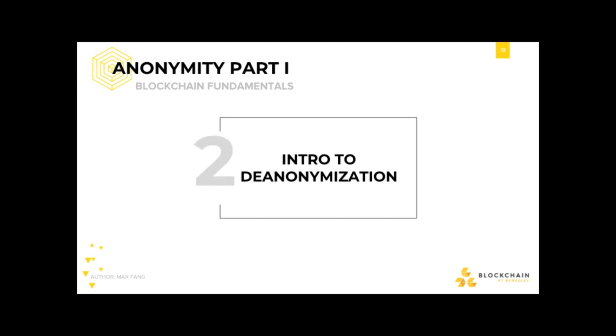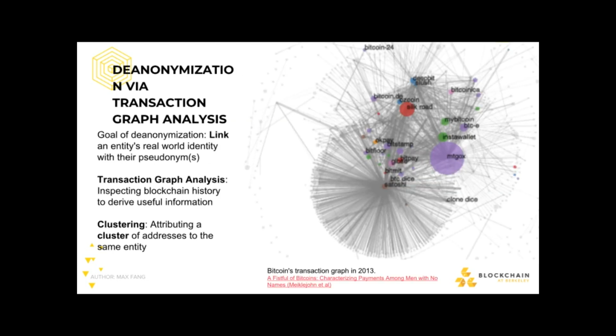So far we've talked about why anonymity is important. Let's get into a section where we talk about how to de-anonymize someone. De-anonymization basically means: how can you link a pseudonym with a person's real identity? How easy or how hard is it?